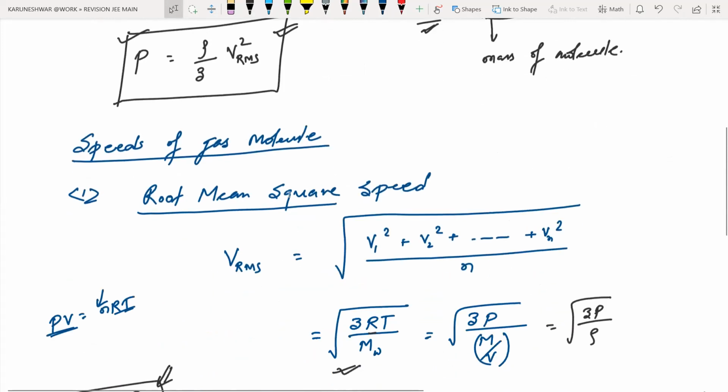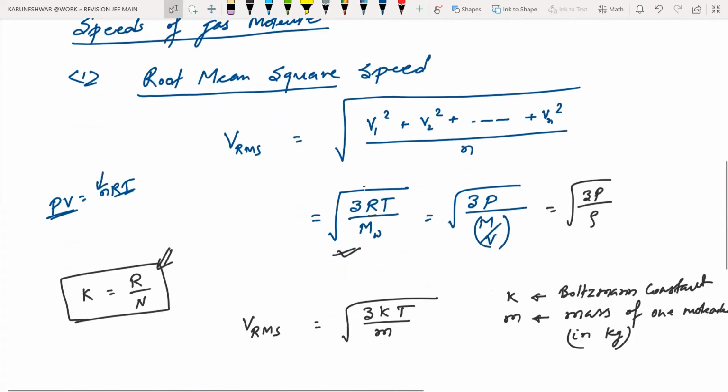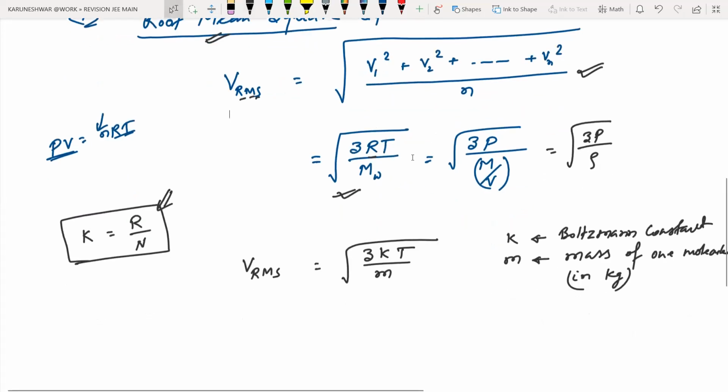Then we have the speed of the gaseous molecule. Speed mainly starts with the root mean square speed. This is on the basis of Maxwell's gaseous distribution law, and you need to remember that formula. It is the square root of V1 square plus V2 square plus up to Vn square, divided by n. So it is square, then mean, then root. It is called VRMS.